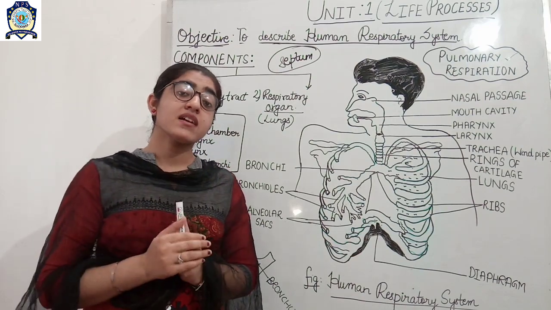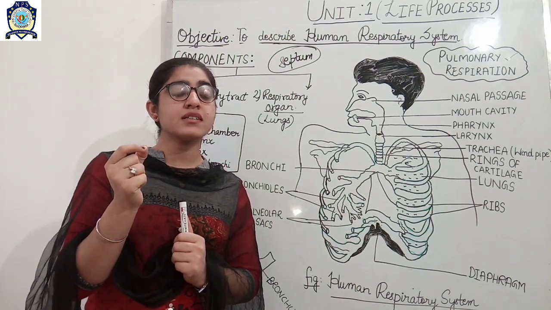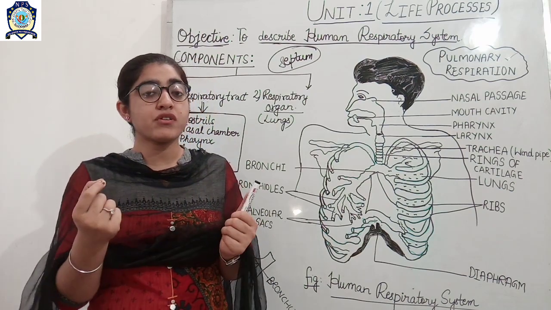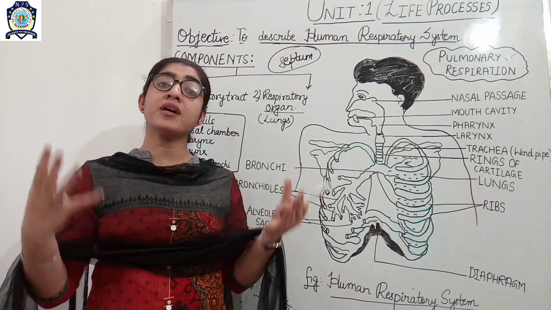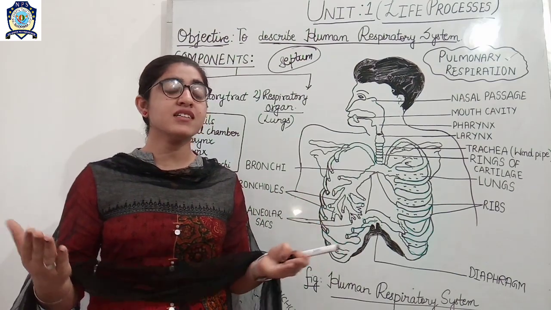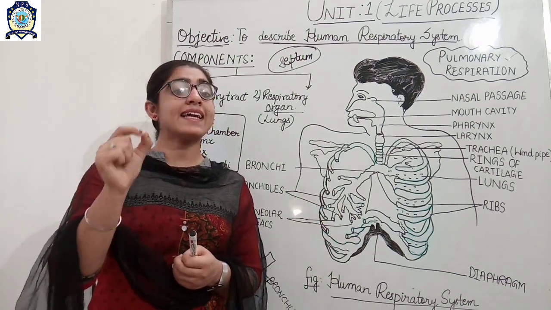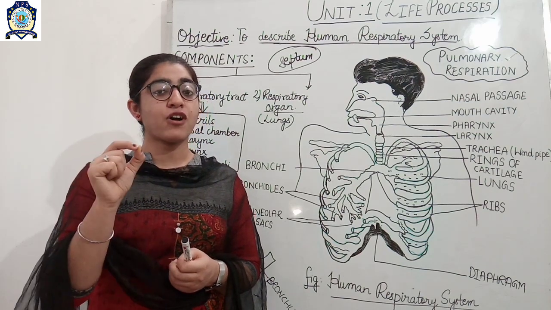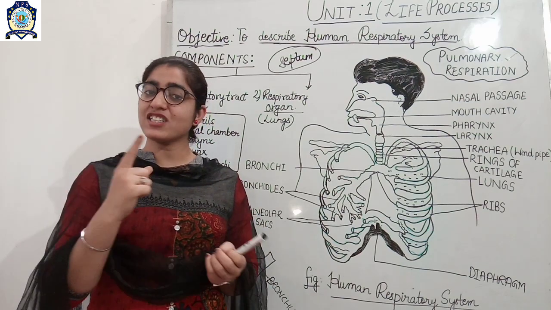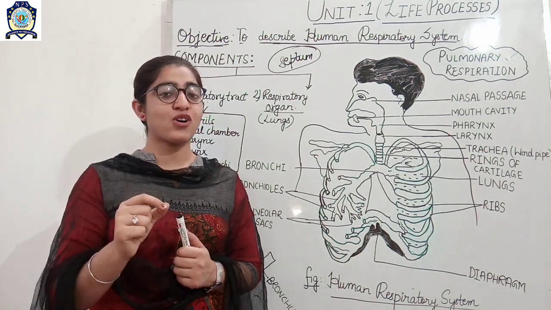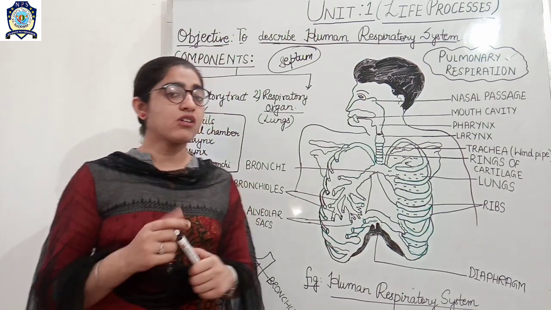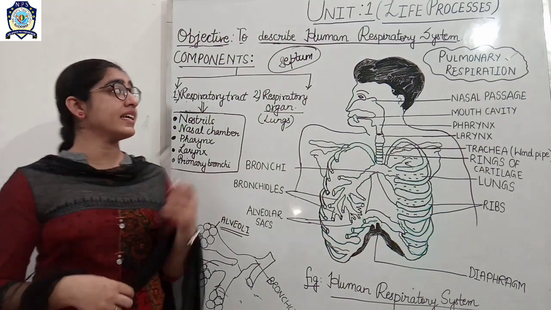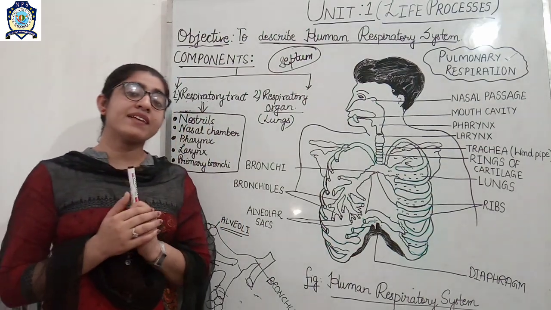So next, what is the source of oxygen in human beings? How do human beings take oxygen? Human beings take oxygen from air. That's why they are called air breathers. Is it okay? Now we come to our main concept, that is the human respiratory system.